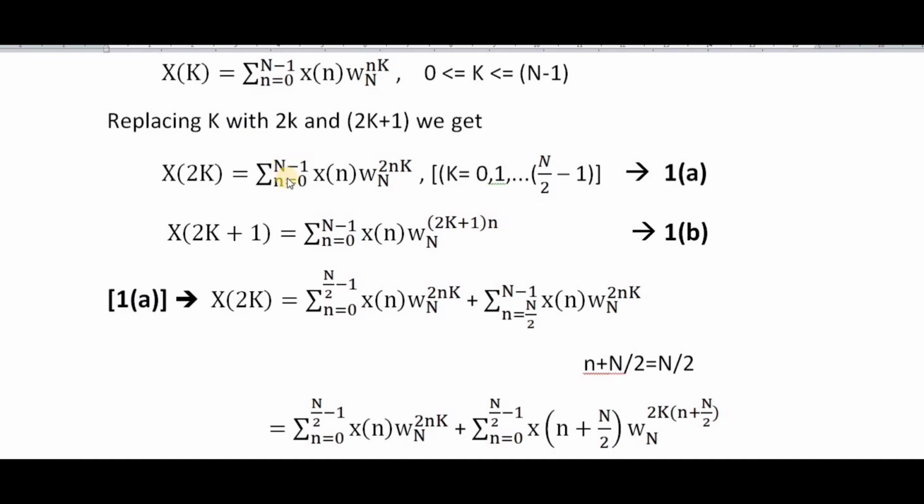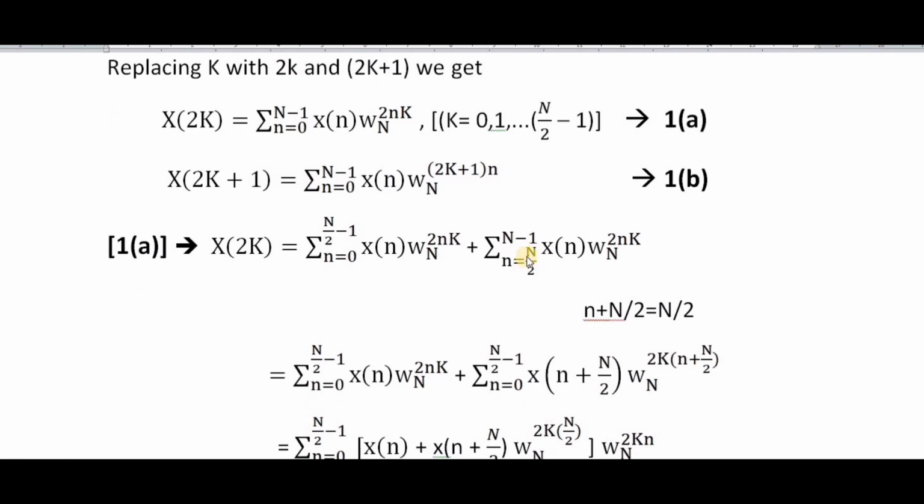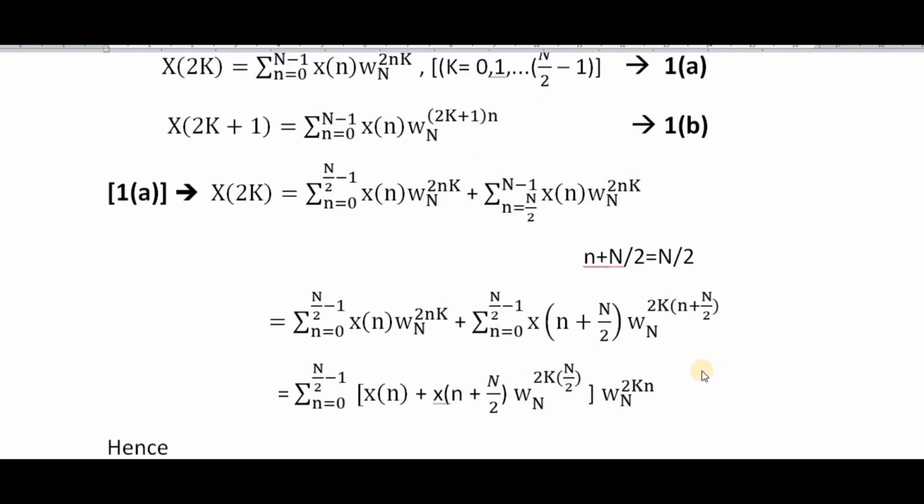If you see, suppose N value is 8, it ranges from 0 to 7. So here it ranges from 0 to 3 and this is from 4 to 7. If I want to make this value start from 0, I am going to add n with N by 2. So this n becomes n plus N by 2, and here I am having n. If I equate these two, I will get W_N of 2kn, and this 2 gets cancelled out, so you will get W_N of k into N by 2.